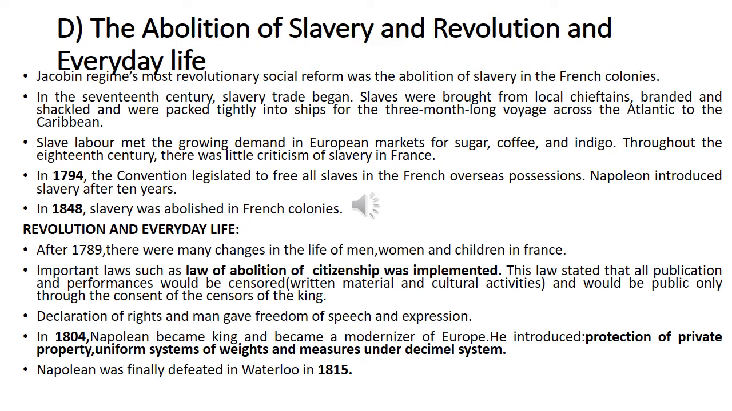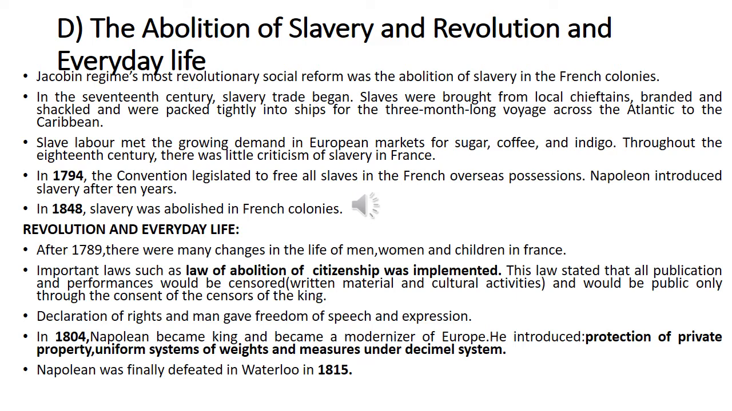Now we come to the end of the chapter. Important part, the conclusion of this important chapter, the French Revolution. In 1804, Napoleon Bonaparte, the famous French general, crowned himself Emperor of France. He conquered neighboring European countries and forced out dynasties. He saw himself as a modernizer of Europe.